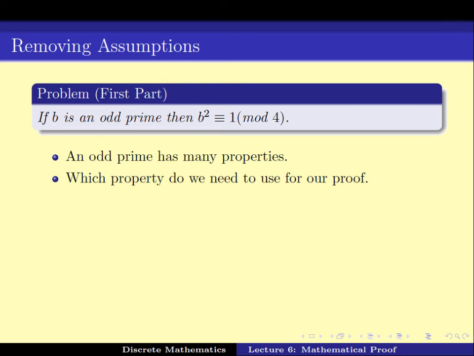Now, what is an odd prime? A prime number which is odd. So 2 is a prime, but that is an even prime. But any other prime other than 2 is an odd prime. So 3, 5, 7, 11, 13, 17, 19 and so on are all odd primes.